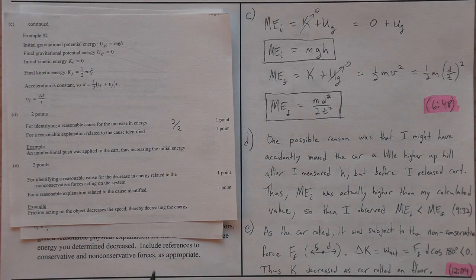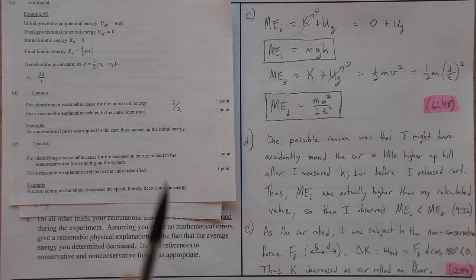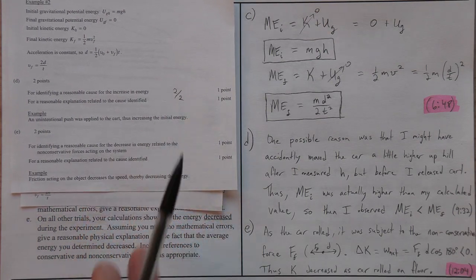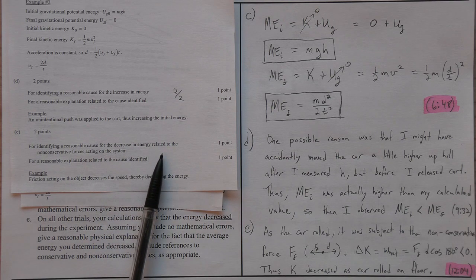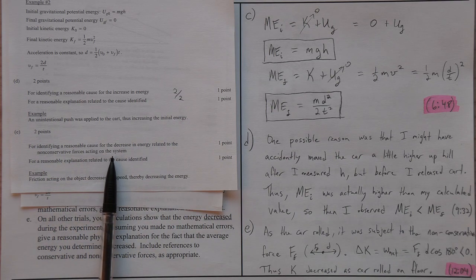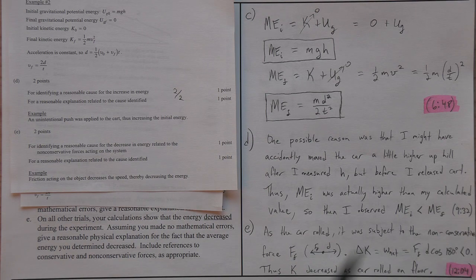And then part E, so they asked what is a possible reason for a decrease in the energy during the experiment? And then they said, include references to conservative and non-conservative forces. So here's how they have awarded points. First point for identifying a reasonable cause for the decrease in energy related to the non-conservative forces acting on the system. So yes, I indicated friction, that it was a non-conservative force.